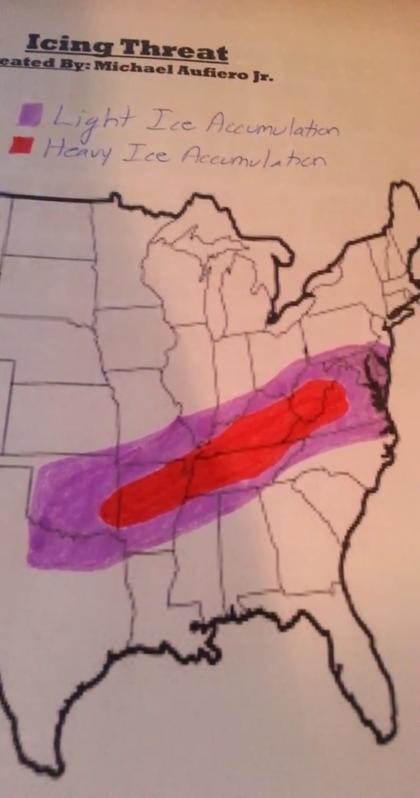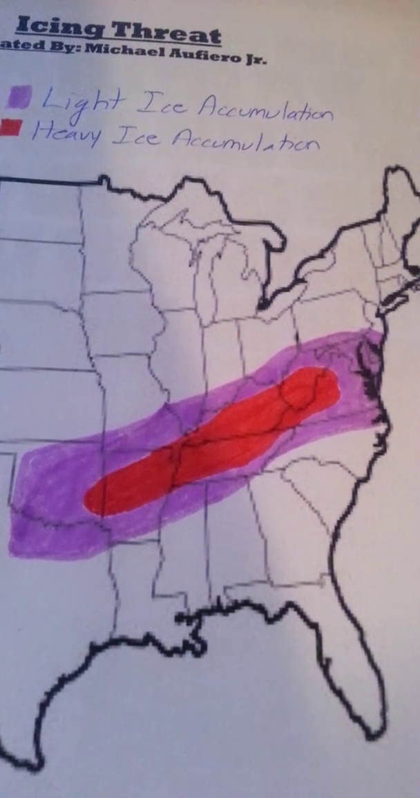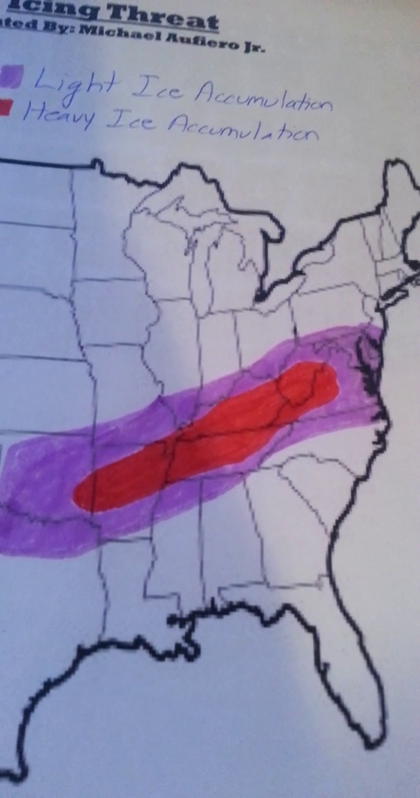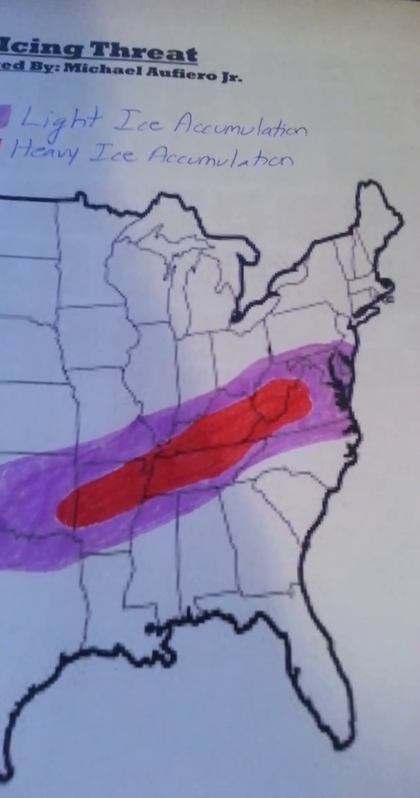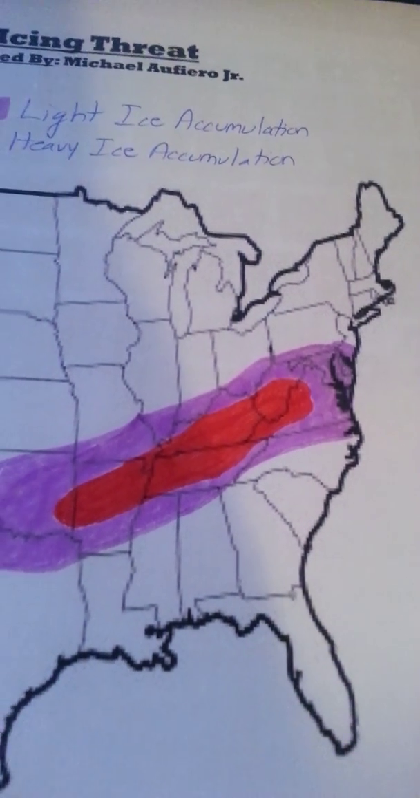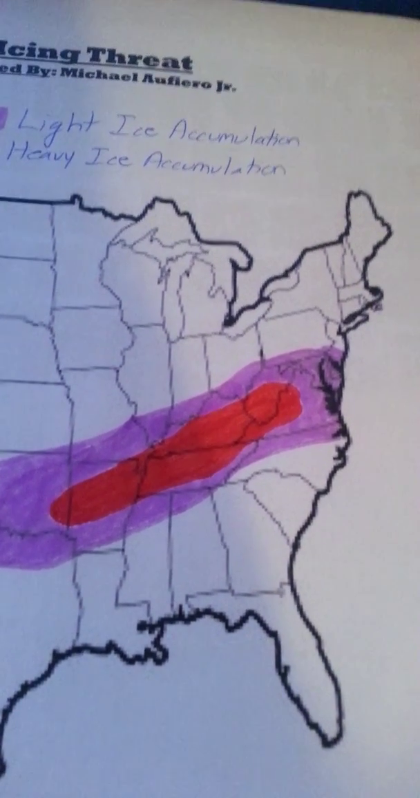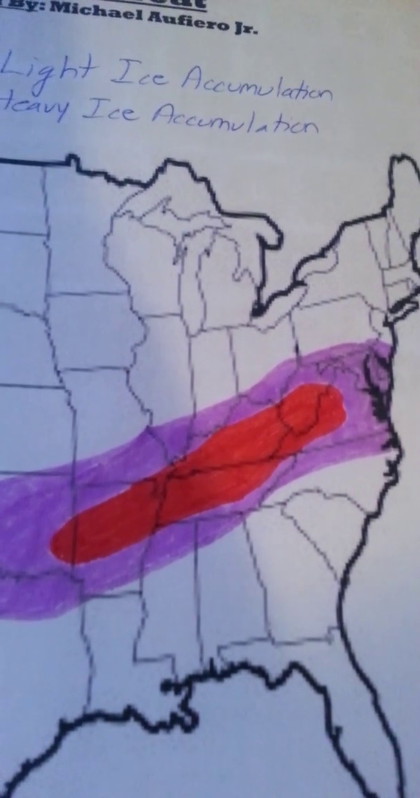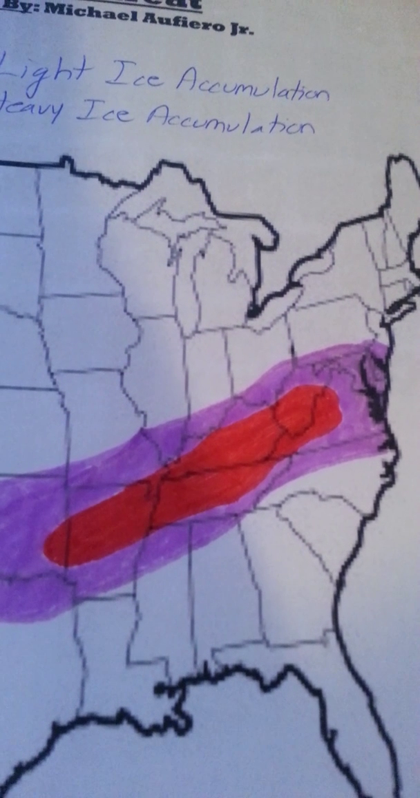I'm not going to spend a lot of time on this, but your red is going to be your ice accumulation of over 1/4 of an inch. Okay, so Kentucky, southern West Virginia, western Virginia, northern and western Tennessee, and Arkansas and eastern Oklahoma. You guys are all at risk for a quarter of an inch or more of ice. That seems to go along I-40.